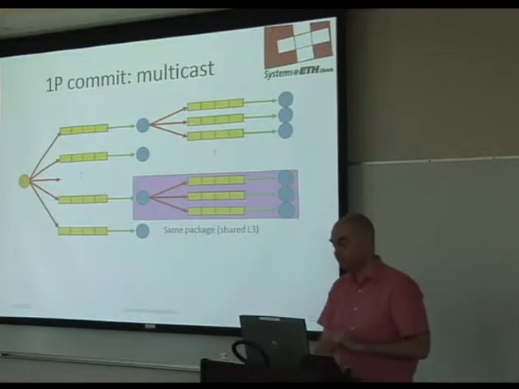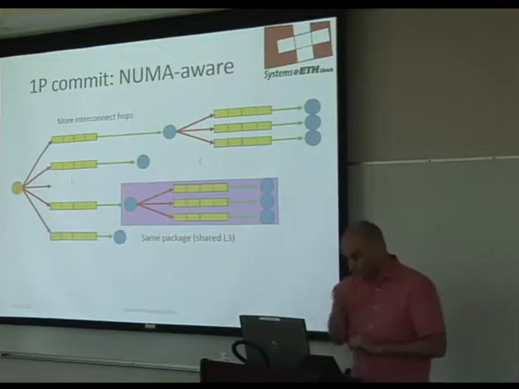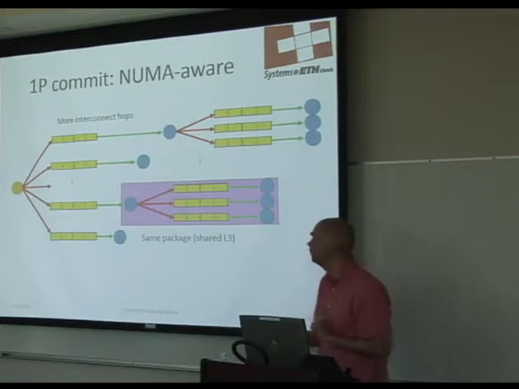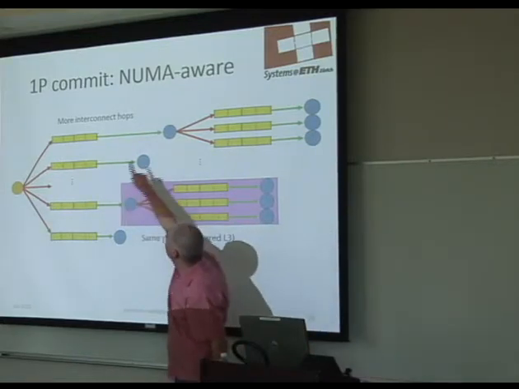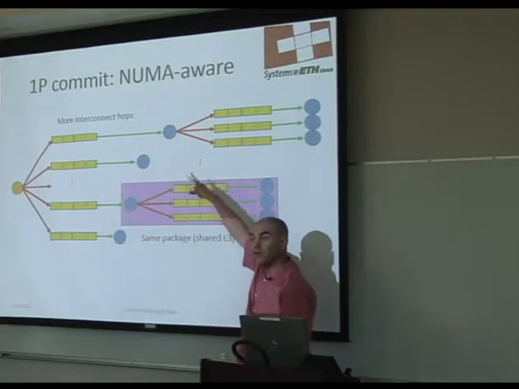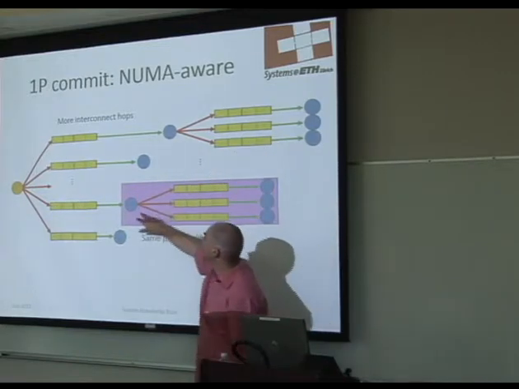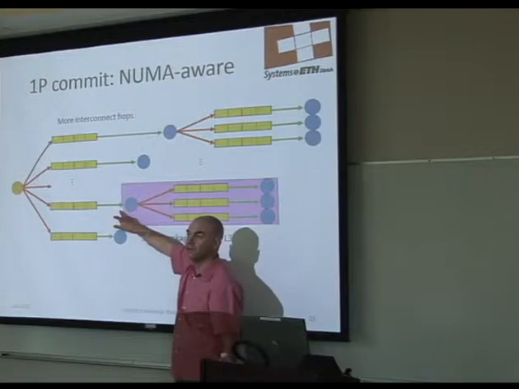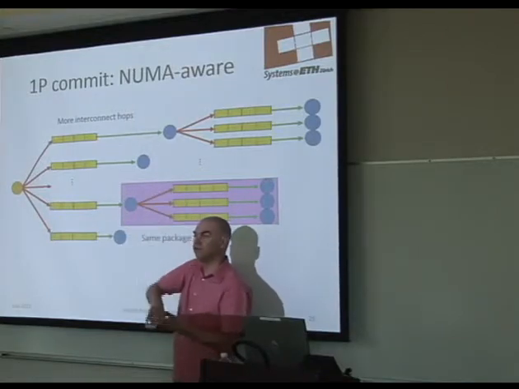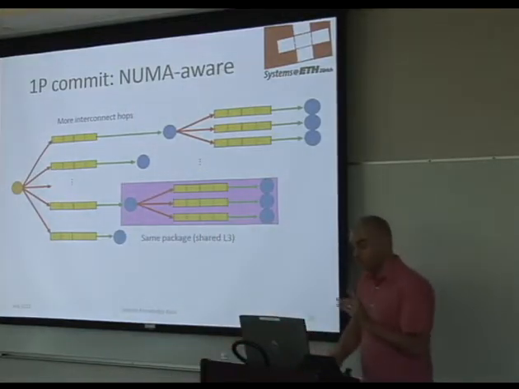In fact, maybe we can do something even better than this. Given that we know how many hops away each package is, if we send a message to the furthest away package first, it'll start doing its stuff and congesting its own interconnect while we can send something to the closest package, and then we'll get the messages back in total a lot faster. Okay? Turns out this actually works.